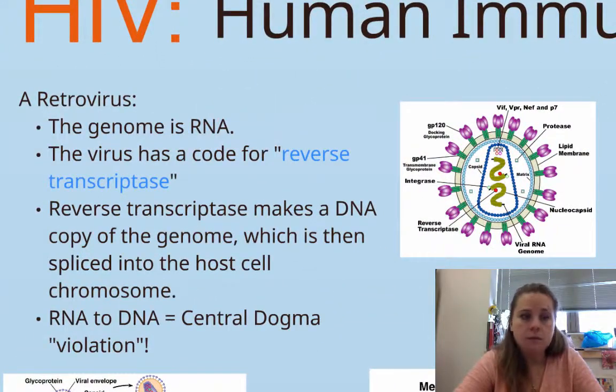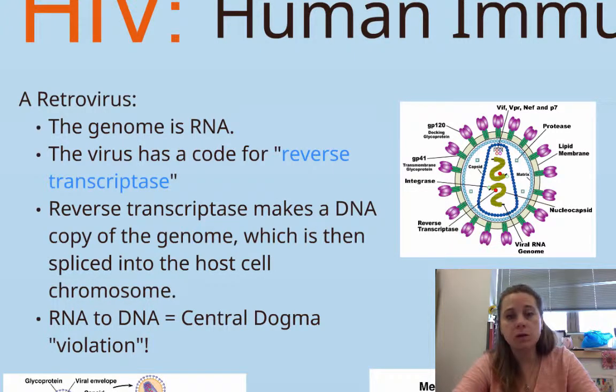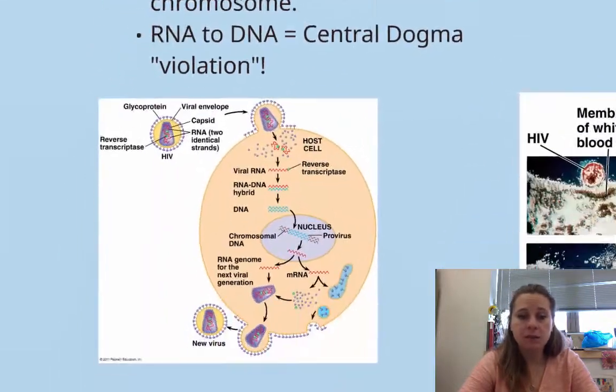It is a retrovirus. It's an RNA genome. It does have a code for reverse transcriptase. So the transcription makes the DNA copy, which then splices into our host cell, specifically our T4 lymphocytes. And it is that backwards RNA to DNA. So right off the bat, this little thing violates the central dogma because of that.